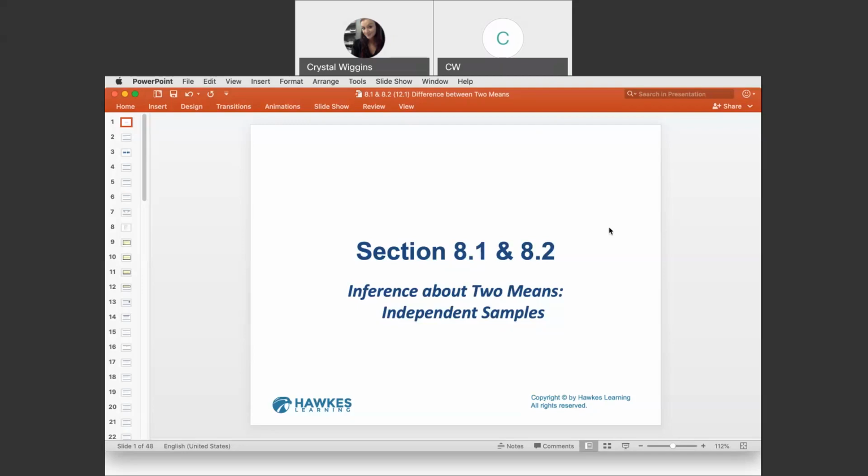8.2 deals with sigma unknown, so the population standard deviation is not available, and therefore all we have is the less accurate sample standard deviation. And if the sample size is fairly large, like 30 or more, technically you can still use a z-test statistic. But if the sample size is small with a normally distributed population and we have no sigma, then we will be forced to use a t-test statistic.